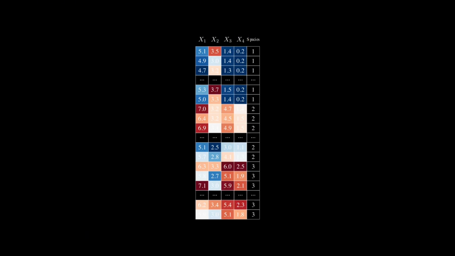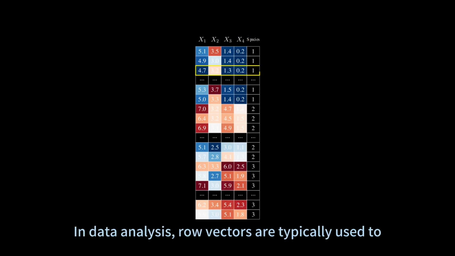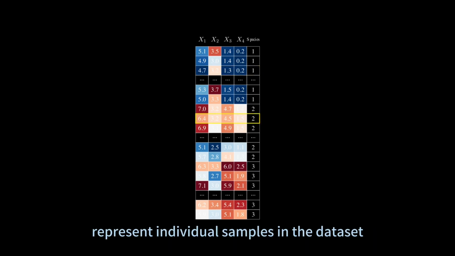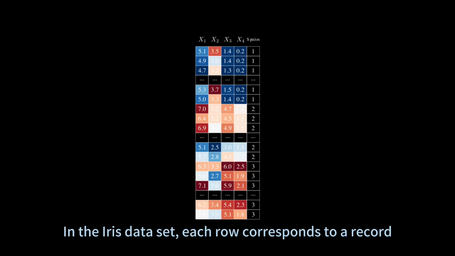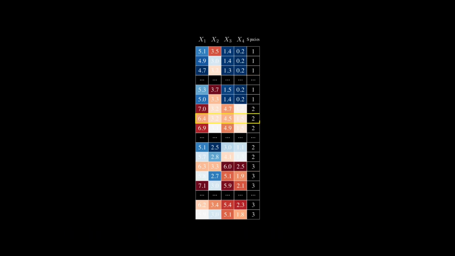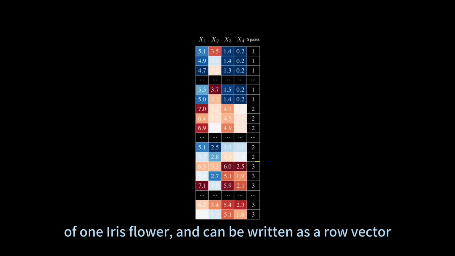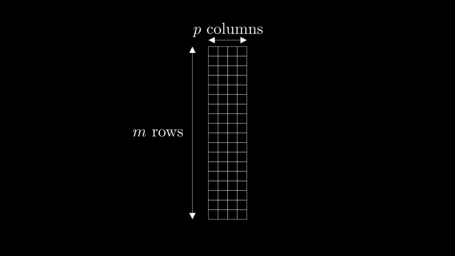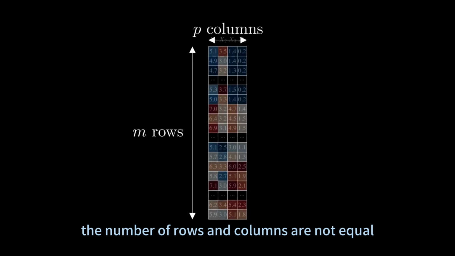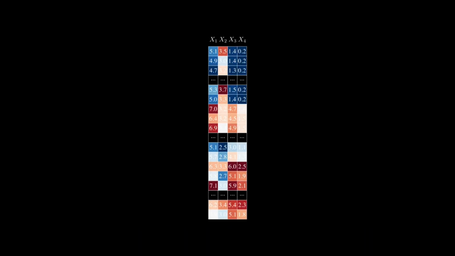petal width. In data analysis, row vectors are typically used to represent individual samples in the dataset. In the iris dataset, each row corresponds to a record of one iris flower and can be written as a row vector. A rectangular matrix is simply a matrix where the number of rows and columns are not equal.